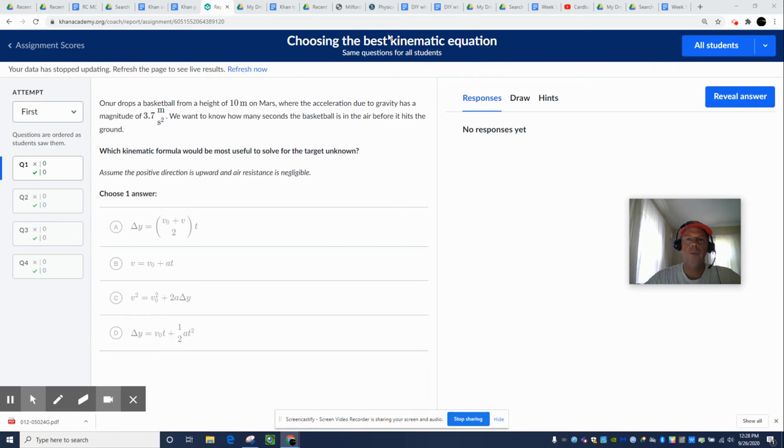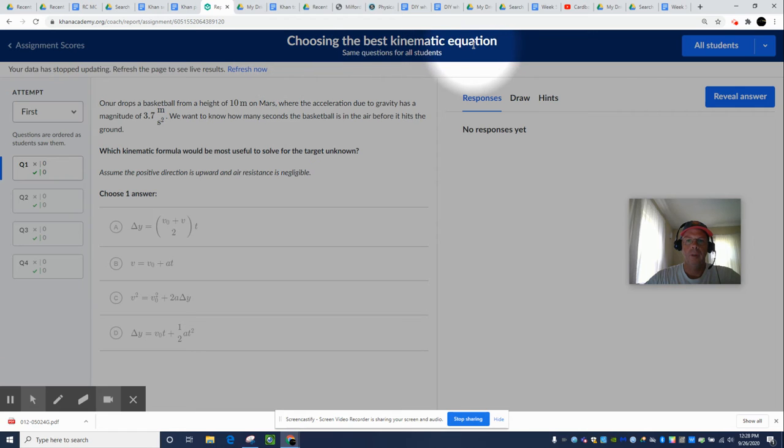I'd like to solve a Khan Academy problem in a problem set called Choosing the Best Kinematics Equation. So I think this is in high school physics or AP Physics 1. It says, Honor drops a ball from a height of 10 meters on Mars, where the acceleration due to gravity has a magnitude of 3.7 meters per second squared. We want to know how many seconds the basketball is in the air before it hits the ground.